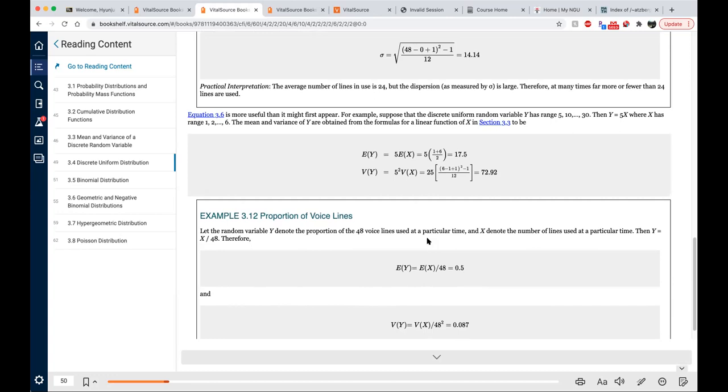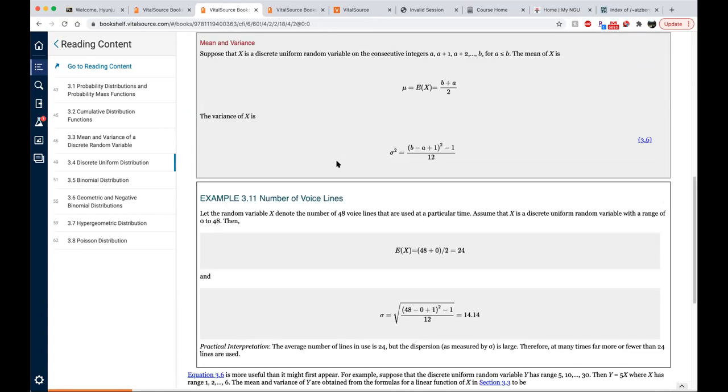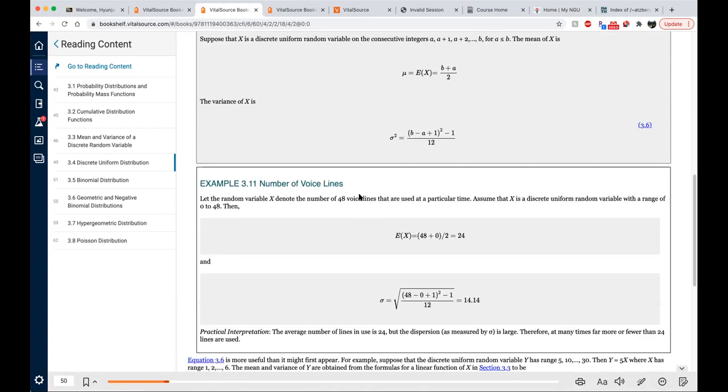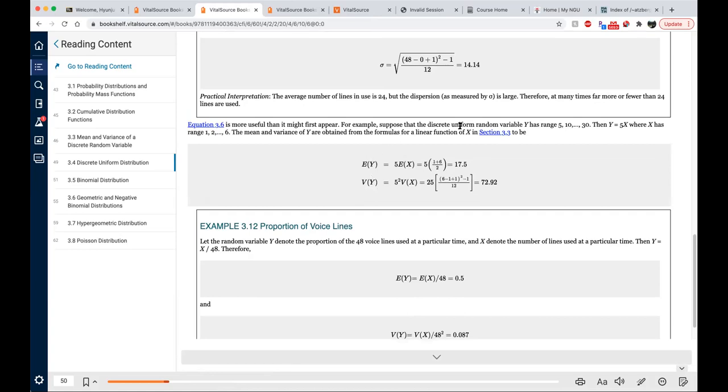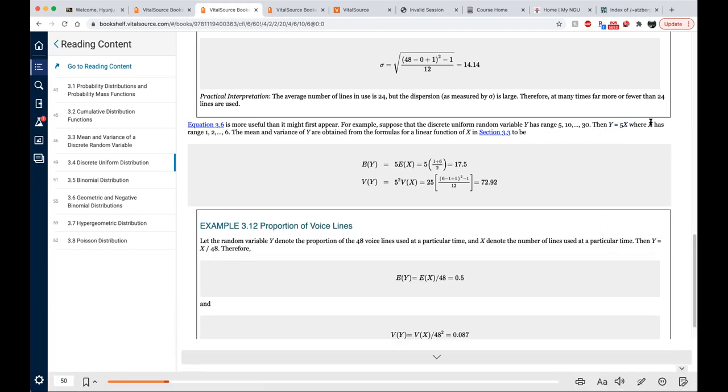Now look at this one. Equation 3.6 is more useful than it might first appear. What's equation 3.6? This one. For example, suppose that the discrete uniform random variable y has range 5 through 30: 5, 10, 15, and so on. Now you see that y equals 5x. We can express the random variable y in terms of another random variable, 5 times x, where the random variable x has range 1 through 6. It makes sense, right?